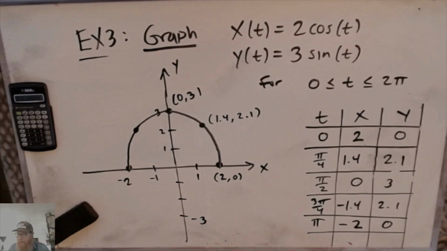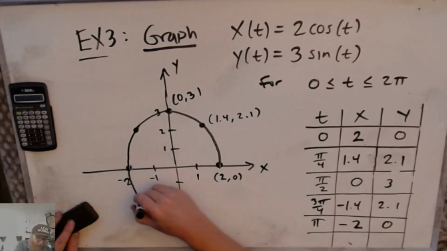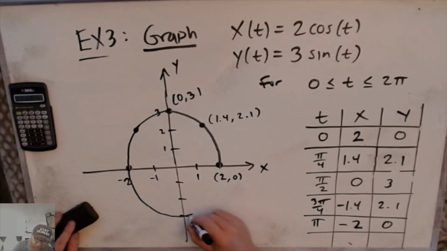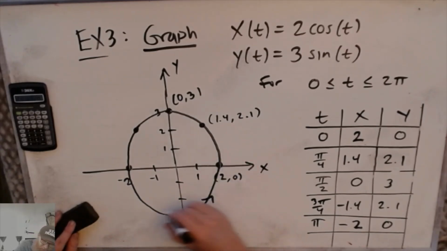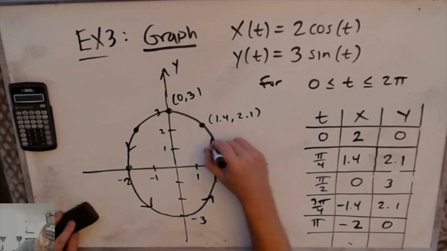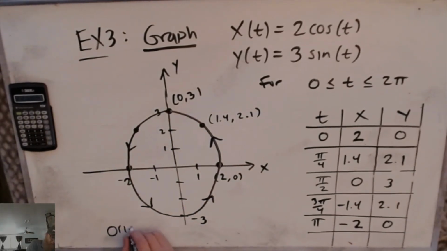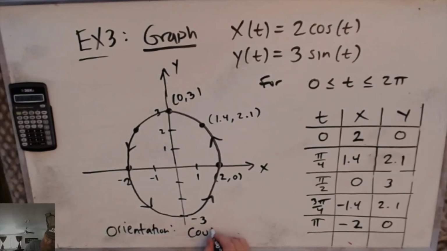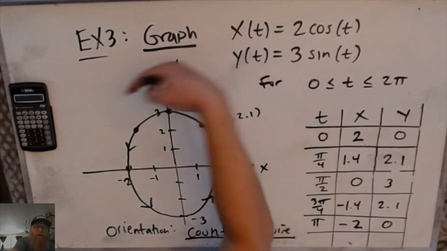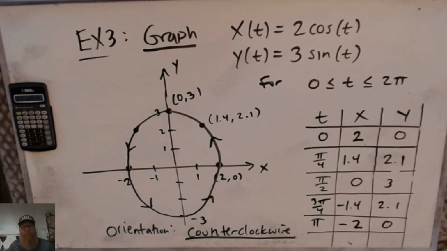And you can continue as time goes around. This graph is going to continue to go around counterclockwise. So the orientation is counterclockwise. It's going around counterclockwise. I didn't finish the table. I'll leave it to you to finish the table.